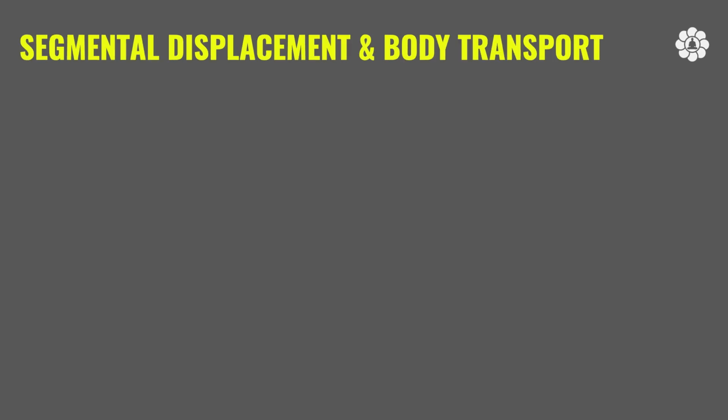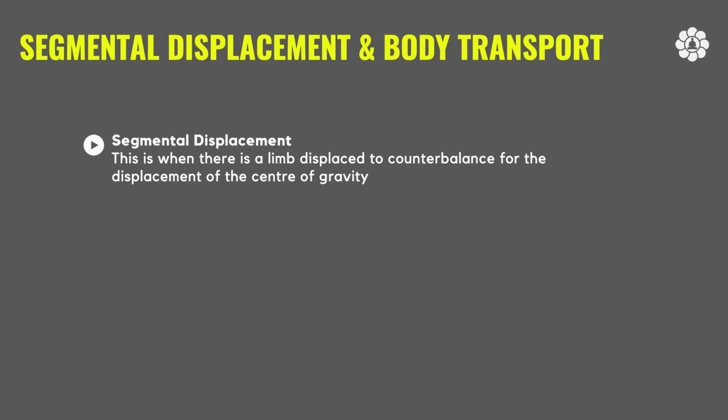Now, segmental displacement and body transport refer to two different ways to change the position of the center of gravity of an object with movable limbs, such as our bodies. Segmental displacement is when a limb is displaced to counterbalance the displacement of the center of gravity. Or in other words, when the center of gravity is about to move so that its projection will end up outside the base of support, some parts of the body can be moved in the opposite direction to keep the center of gravity over the base of support.